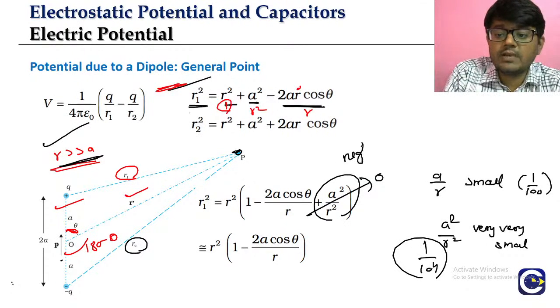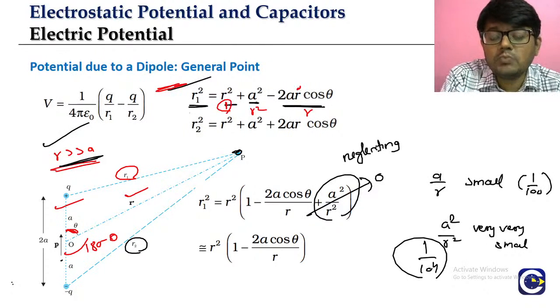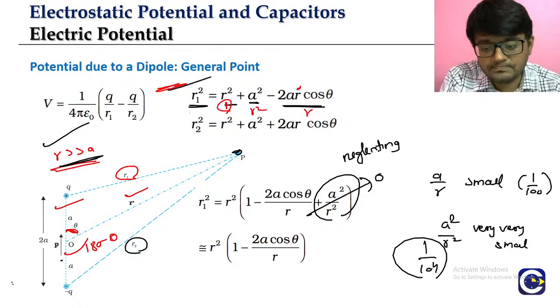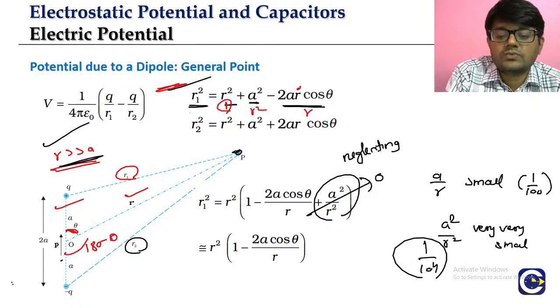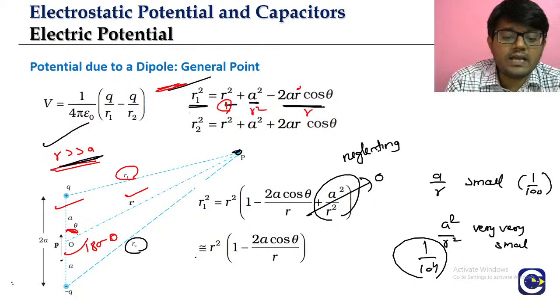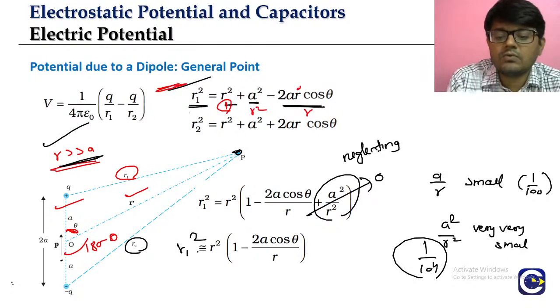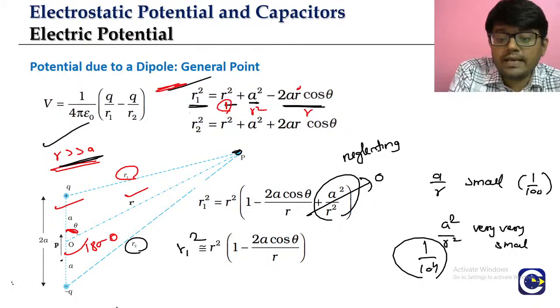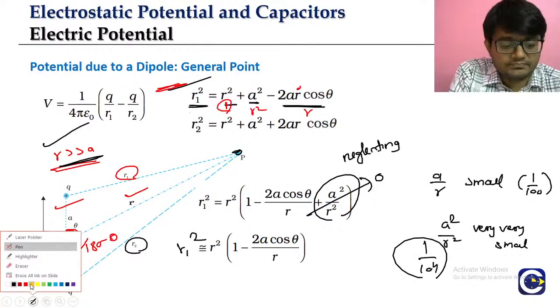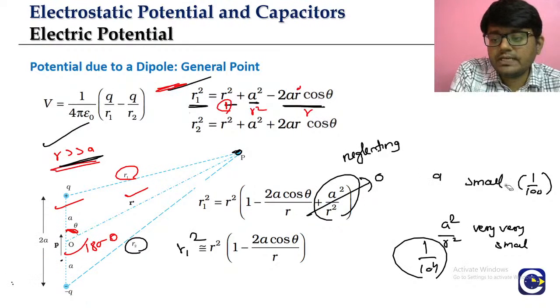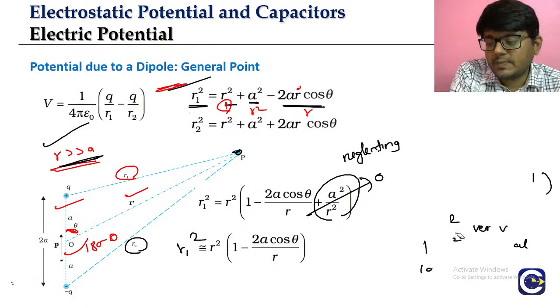Why are we neglecting it? Because our assumption is what? Short dipole. So in a short dipole, a will be small in comparison to r. Then a square by r square will be even smaller. So we are neglecting that a square by r square term. After neglecting, we will just have what? r1 square is equal to r square into 1 minus 2a cos theta by r. Okay? So that is how we are getting this final expression.